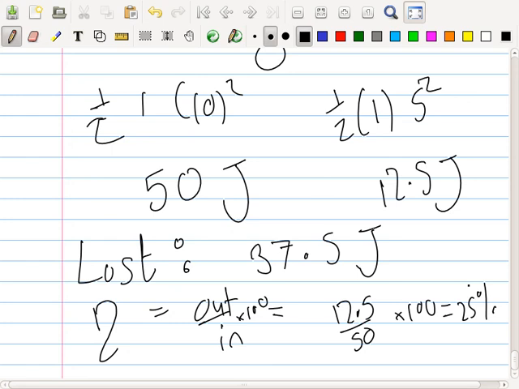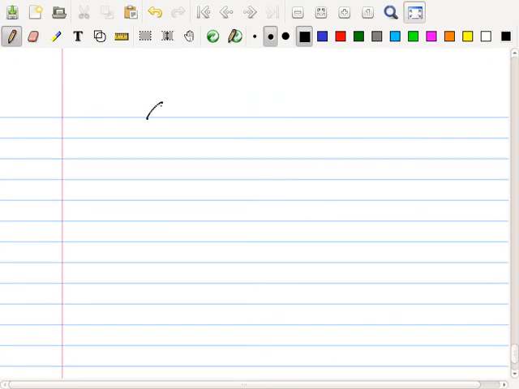So this means that 25% of the energy is saved and how much is lost? 75%. And how did you get 37.5? This minus this. Now, question. Where did this 37.5 joules go? Heat. It hit the wall and went off, and now the ball is a little hotter. And the wall's a little hotter too. But just to make our life easy, let's just say the ball is a little hotter.